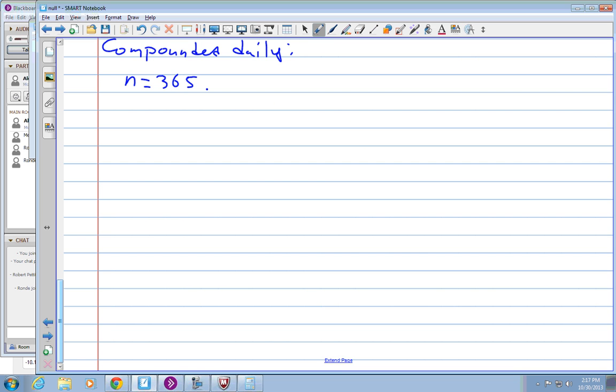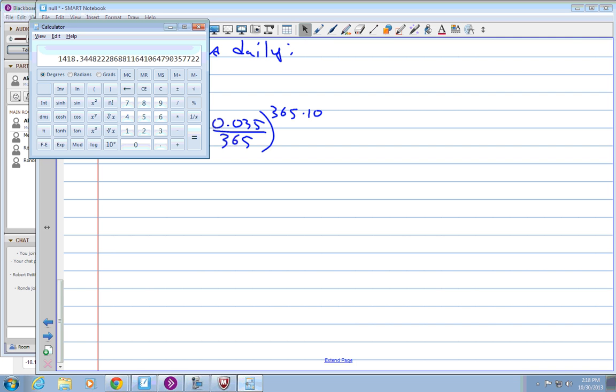So again, if I do the same thing, it's 1,000. That's the future amount: 1 plus 0.035 over 365, to the power 365 times 10. Okay? So that will tell me how much money we'll have in my account at the end of year 10 if we compute that interest every day. Now, daily interest is really small. It's 0.035 divided by 365. That's the interest per day.